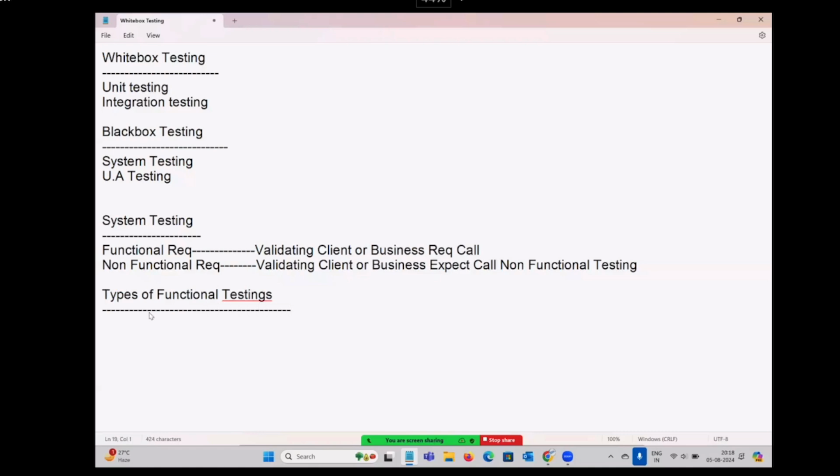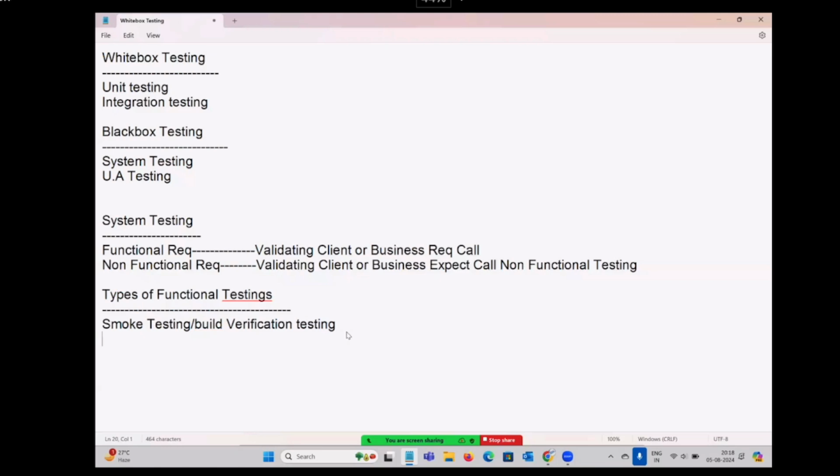Let me explain clearly. What are the types of functional testing? First one, smoke testing, also called build verification testing. First of all, let me write all the names.